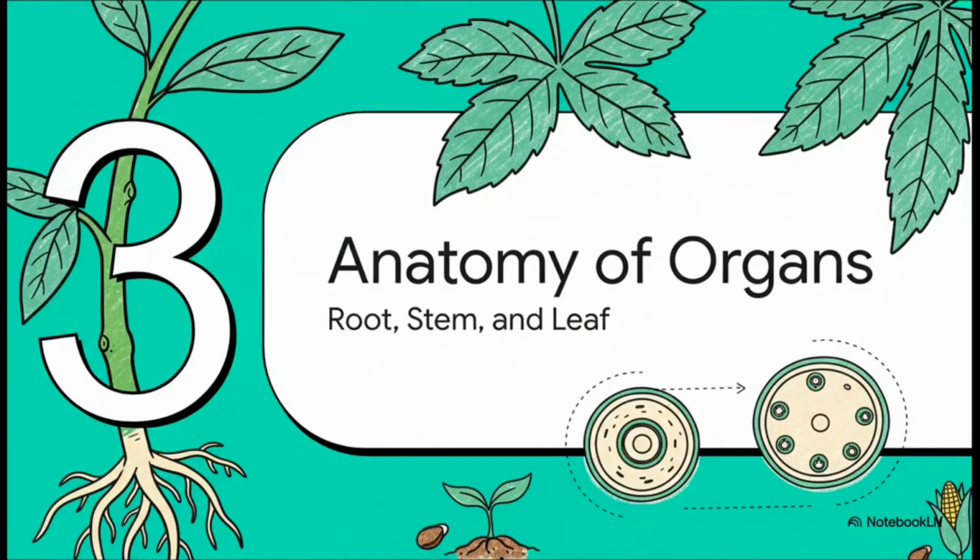All right, now for the main event. We've got our building blocks, we've got our blueprint, so let's see how it all comes together to actually build the different parts of the plant, the root, the stem, and the leaf. This part is so important for your exams because we are going to be comparing dicots and monocots side by side. Let's start from the ground up, with the root.